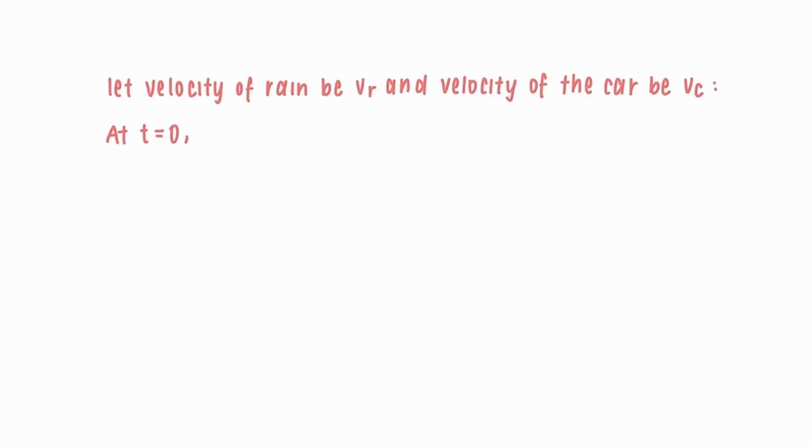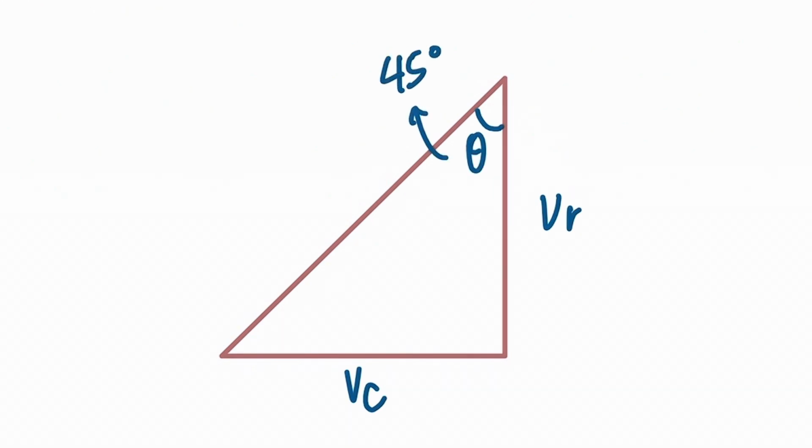To kick things off, let the velocity of the rain be VR and the velocity of the car be VC. So let's start at when t equals 0. At t equals 0, your VC is 0 and the angle is 45 degrees, according to the question. By looking at this triangle, your VC is the horizontal line and your VR is your vertical line. After subbing in your angle, you figure out that it's a right angle.